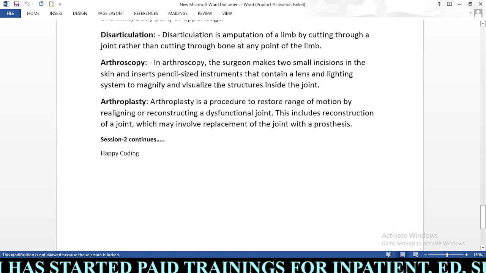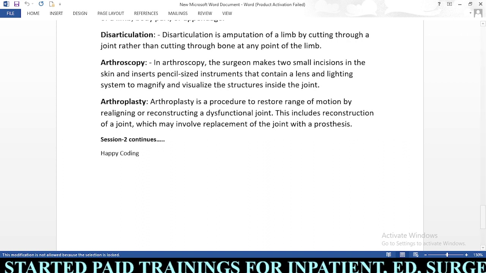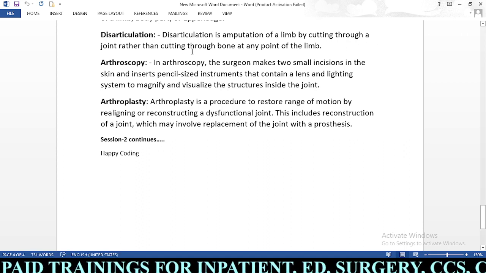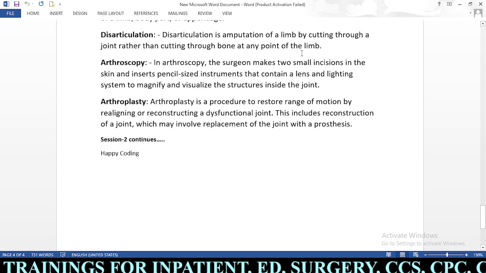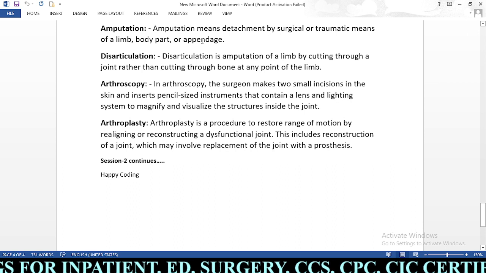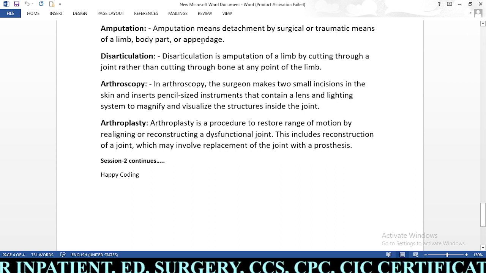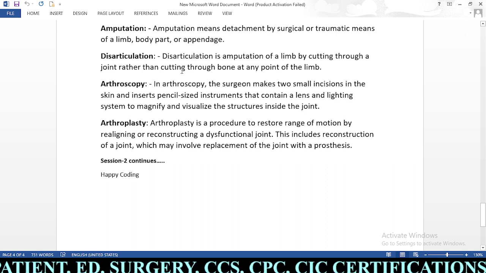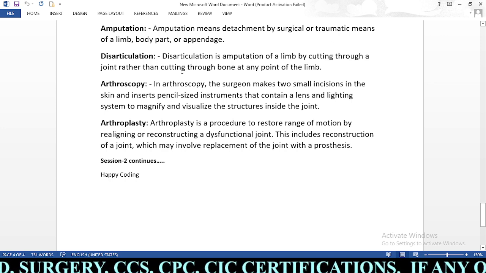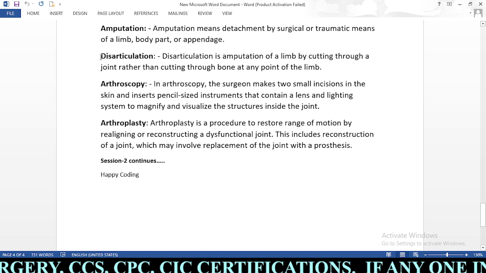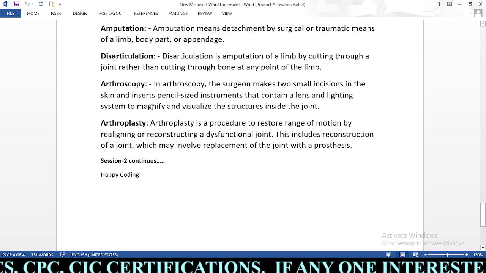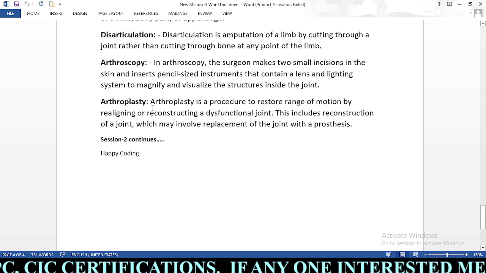Next one is disarticulation. Disarticulation is amputation of a limb by cutting through a joint rather than cutting through bone at any point of the limb. So basically, in amputation, the physician will remove the body part at any place, but in disarticulation, the physician will remove the body part from the joint area. Articulation means joint area.